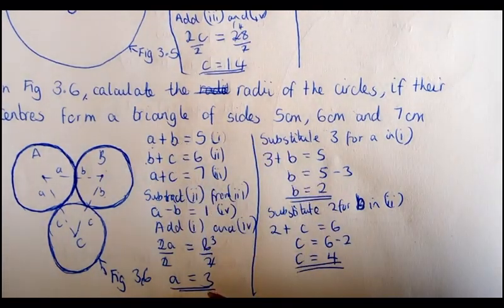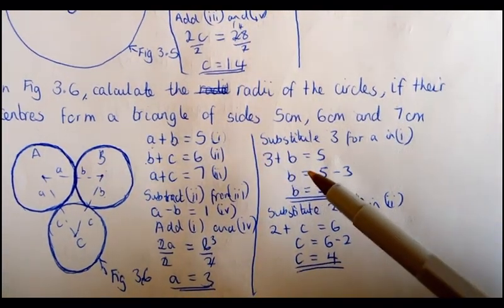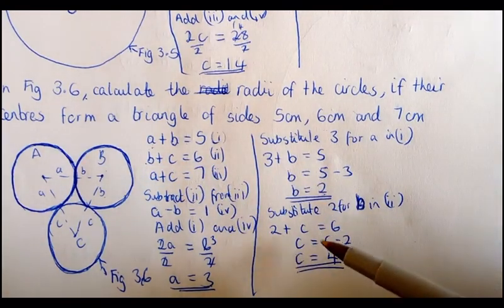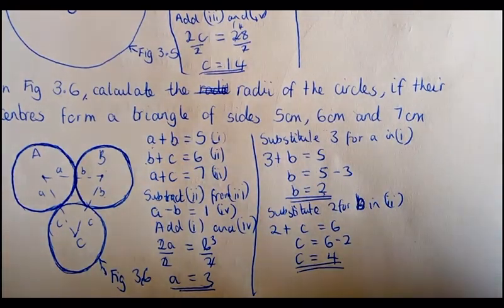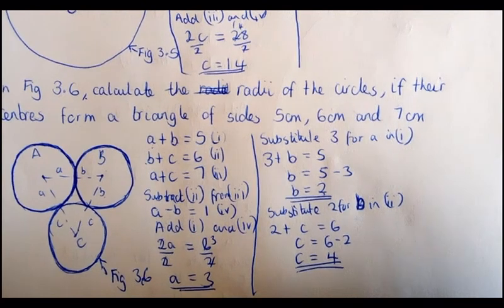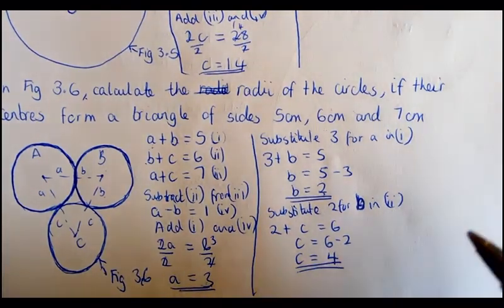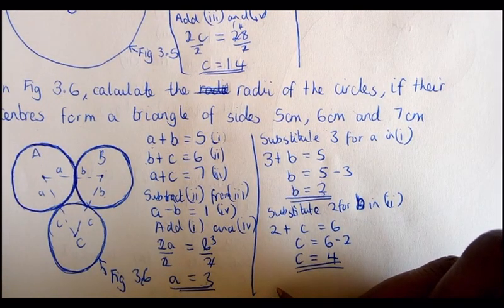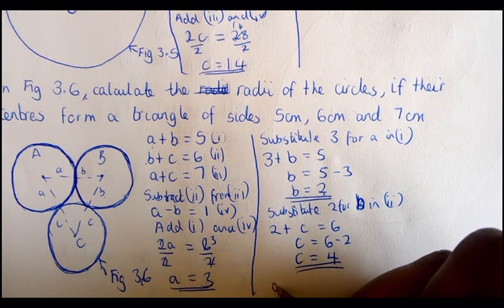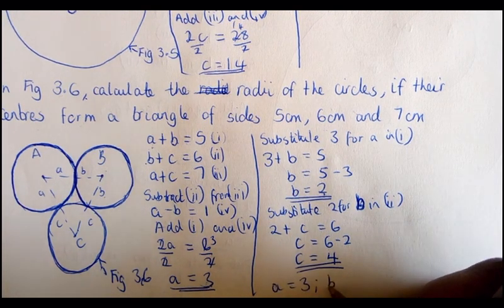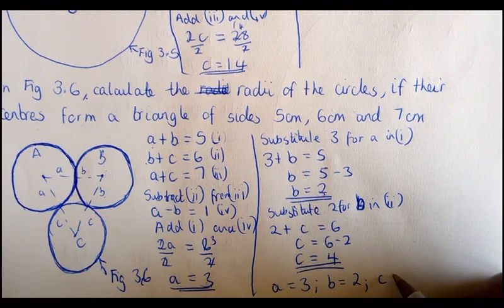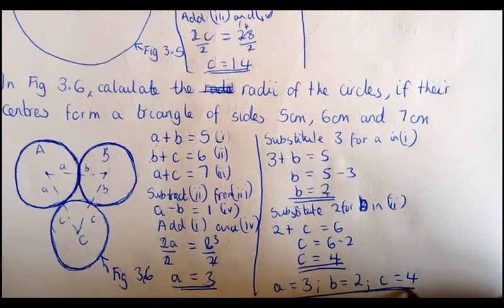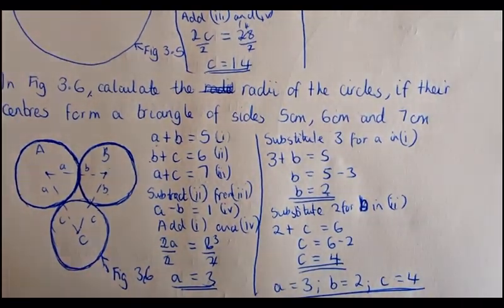A plus B is equal to 5. 3 plus 2 is equal to 5, right? B plus C is equal to 6. 4 plus 2 is equal to 6. A plus C is equal to 7. 3 plus 4 is equal to 7. So we now have our 3 radii, A being 3, B being 2, and C being 4. We have completed exercise question number 2.